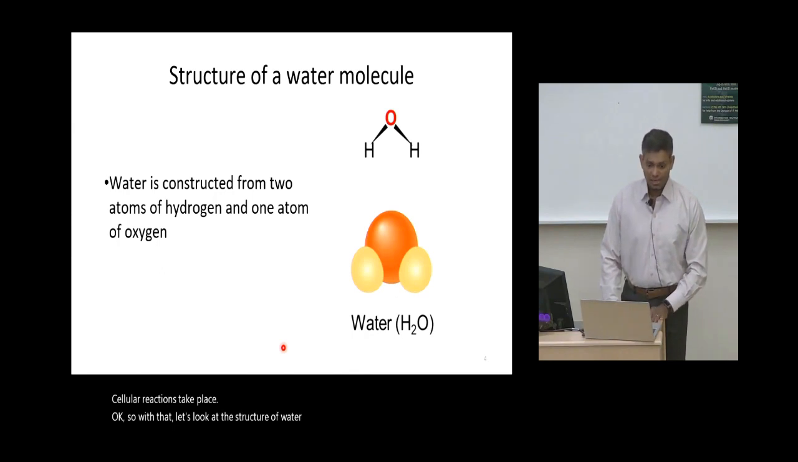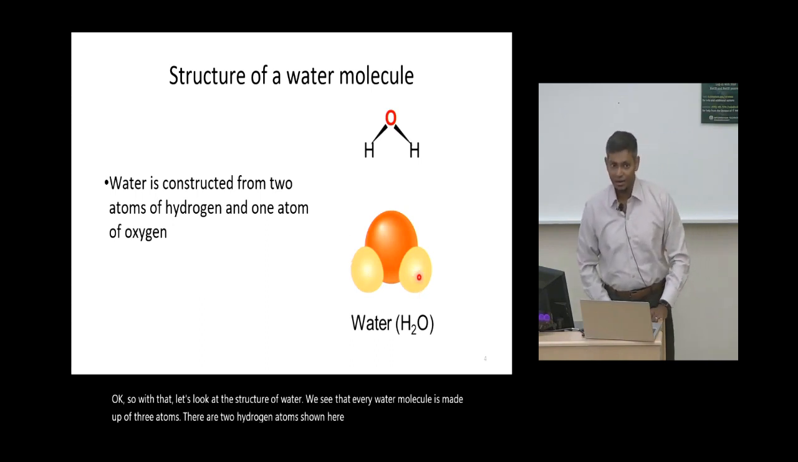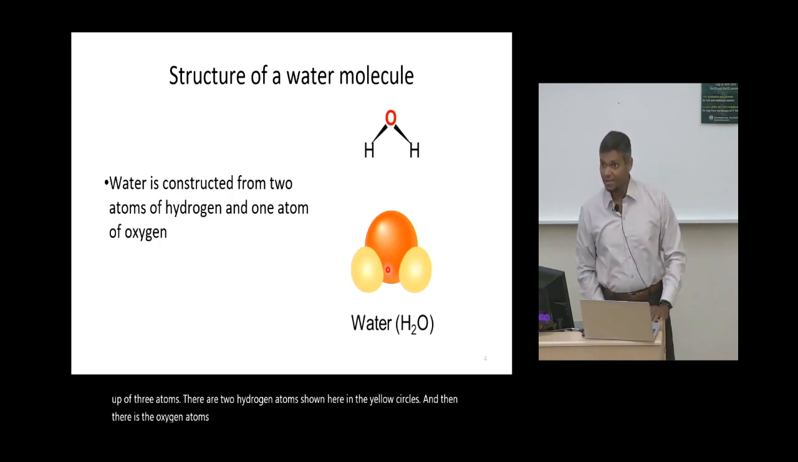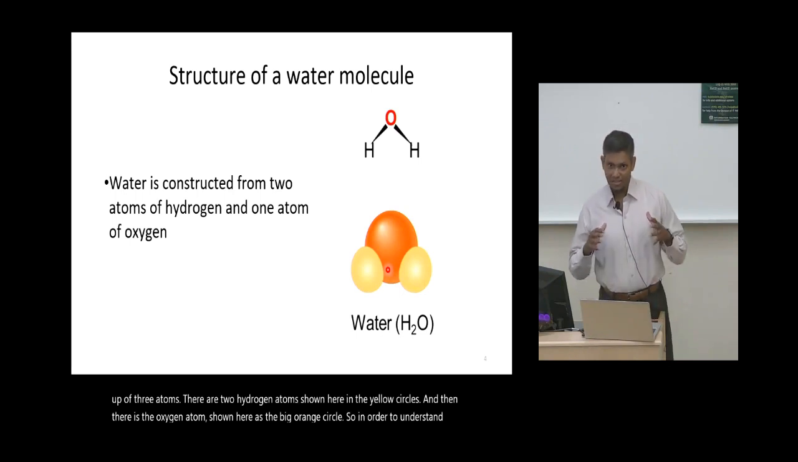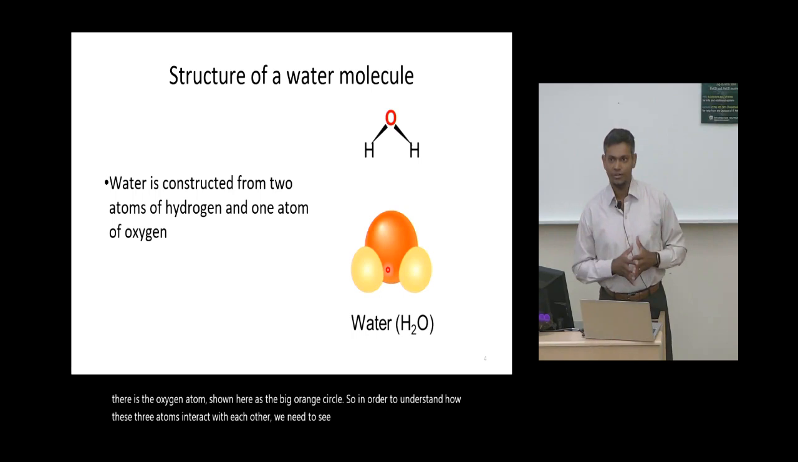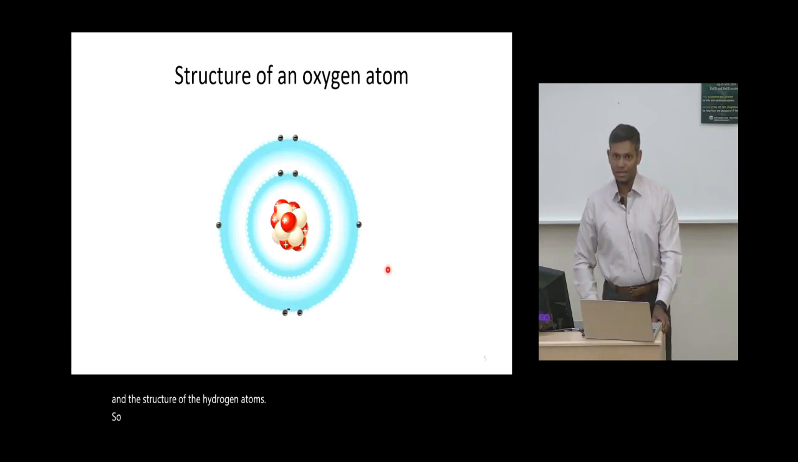We see that every water molecule is made up of 3 atoms, there are two hydrogen atoms shown here in the yellow circles, and then there is the oxygen atom shown here as the big orange circle. So in order to understand how these three atoms interact with each other, we need to see the structure of the oxygen atom and the structure of the hydrogen atoms. So let's start by looking at the structure of an oxygen atom.